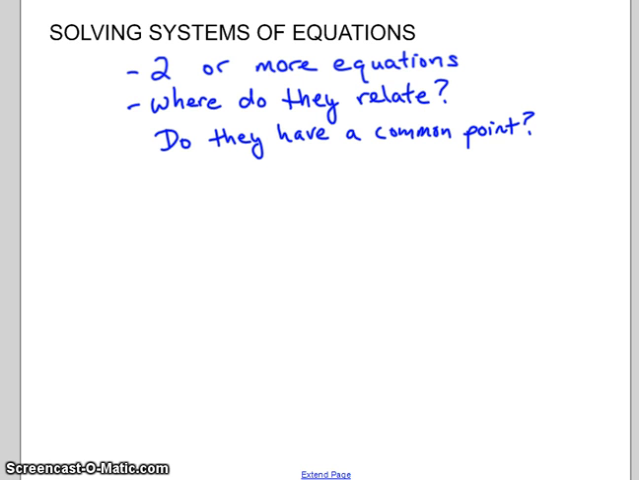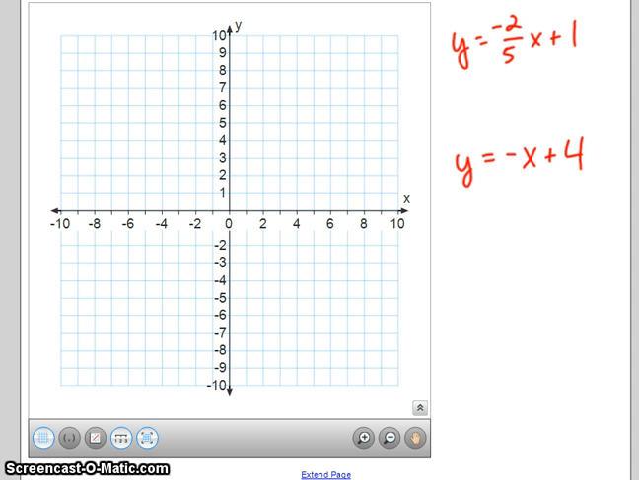So in this first section, we're going to determine whether two lines, or two equations, have a common point. The first example, example 1: y equals negative 2/5 x plus 1. That's our first equation. Our second equation is y equals negative x plus 4. We want to find out what common point these two lines share. So let's graph them. If you notice, they're both in slope-intercept form.